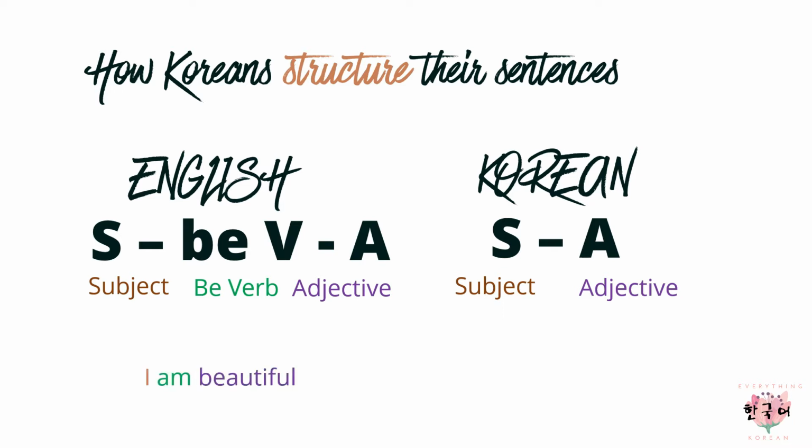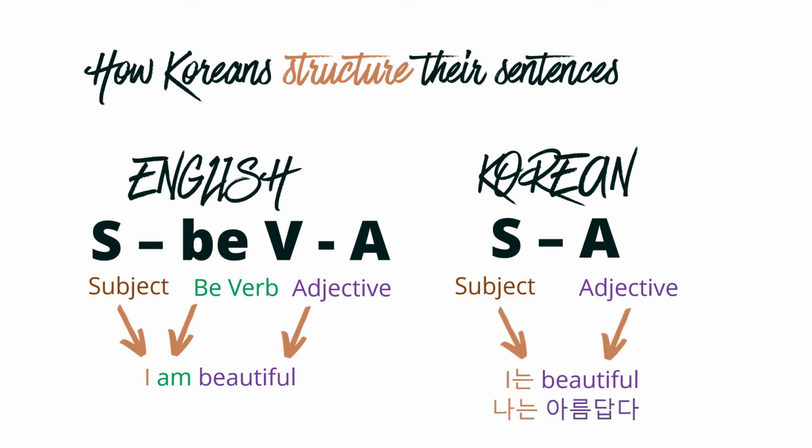So for example, we have the sentence, I am beautiful, which has our subject, our be verb, and adjective. So the only thing that we need to add a particle to here is the subject. So in the Korean language, that will be I는 beautiful. So that will be 나는 아름답다.